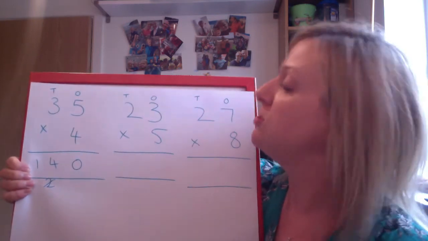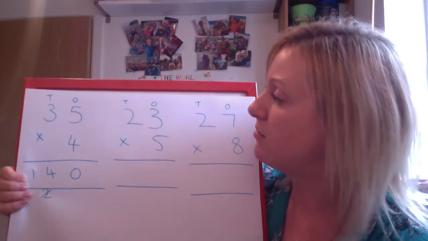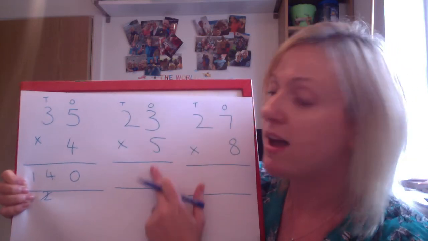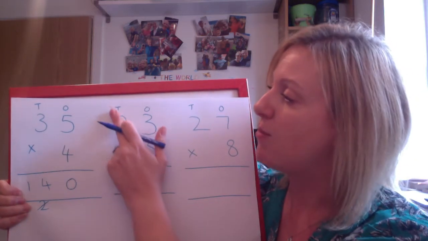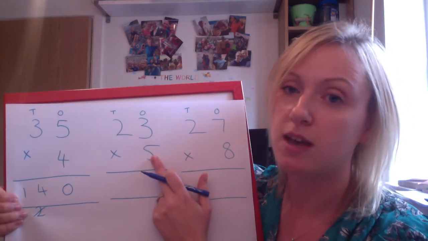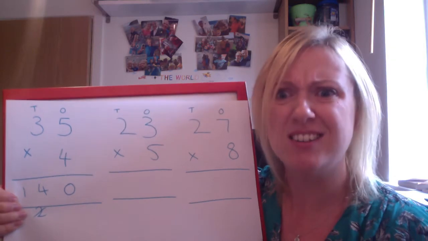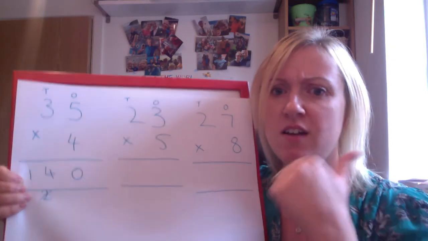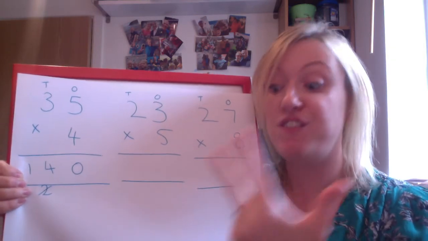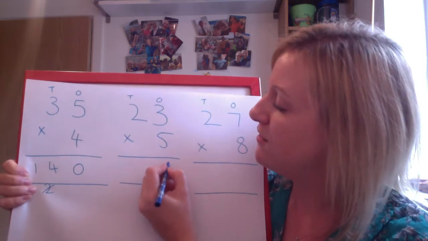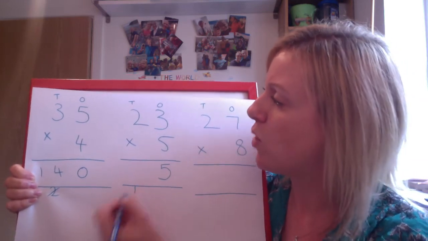Right, next question. 23 times 5. So again, we're going to multiply our 1s together, and then we're going to multiply our 10 and our 1 together. Let's have a go. 3 lots of 5. I like to think we know what 3 lots of 5 is. 5, 10, 15. So I'm going to write in a 5. I'm going to carry my 1.